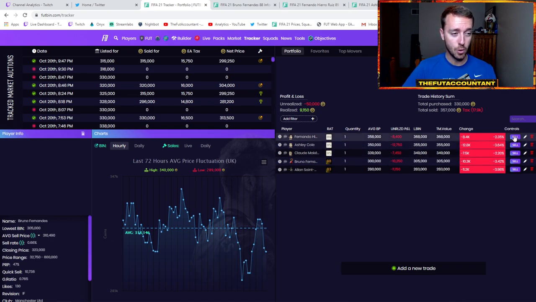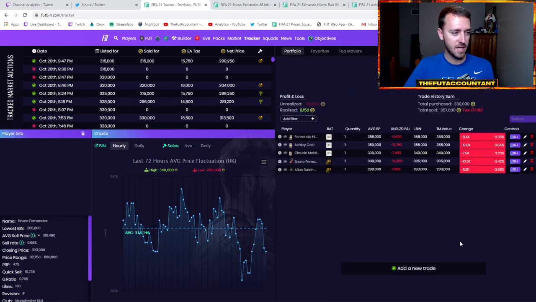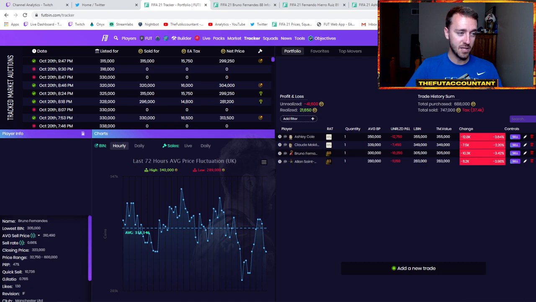If you go over here and do a control and you sell the card, like let's say I sold one of them, or let's say I sold it for 390,000 coins, right? Send sale data, and that's going to update this realized and unrealized profit, and then update your trade history, and it's going to get rid of that item in your portfolio because you sold it, right? So that's kind of how that works.